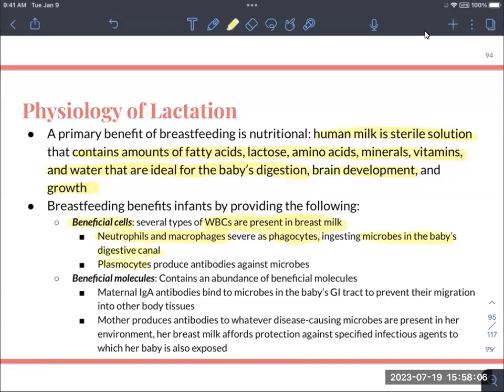Plasmacytes produce antibodies against microbes. We also have beneficial molecules, such as the antibody IgA, which binds to microbes and helps prevent their migration to other tissues. When the mother produces antibodies to whatever disease-causing microbes are present in her environment, they go into her breast milk, so it offers protection against those microbes to her baby.